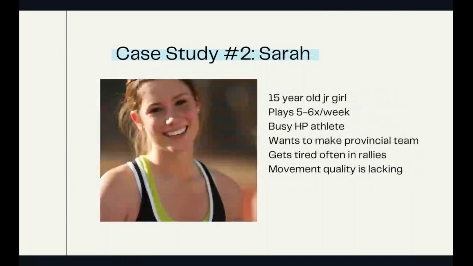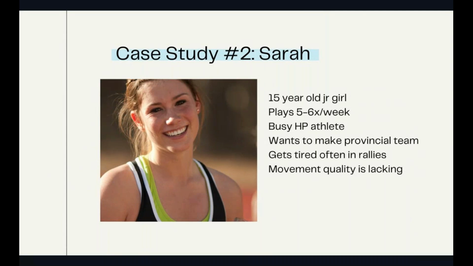Okay, and then the last part here, this is our second case study, Sarah. Again, another nice stock image I found. Okay, so Sarah, we're going to say that Sarah's 15 years old here. She is a busy, high-performance athlete on the cusp of making a regional or provincial team. She really needs to improve the consistency of her training and mainly her conditioning and her movement.